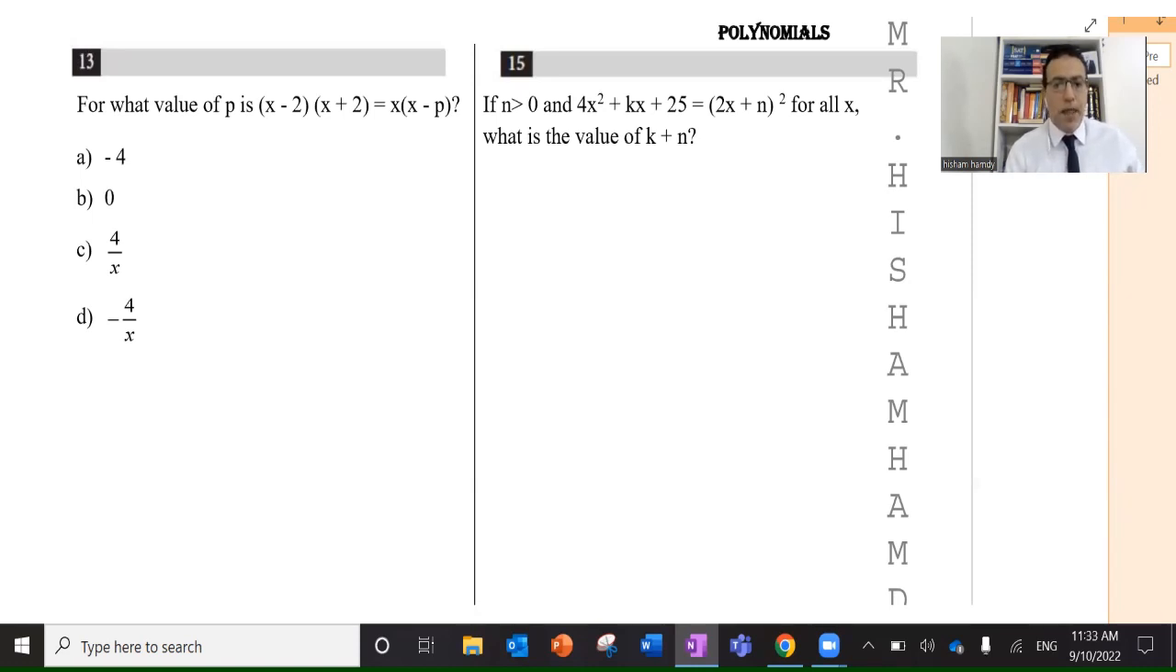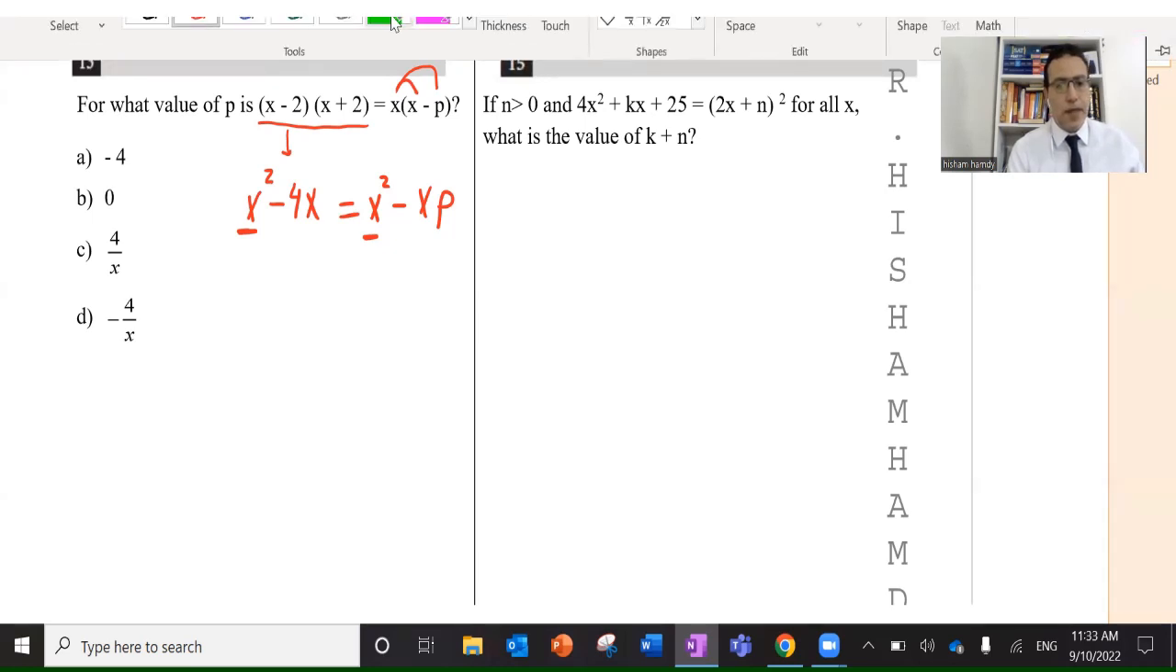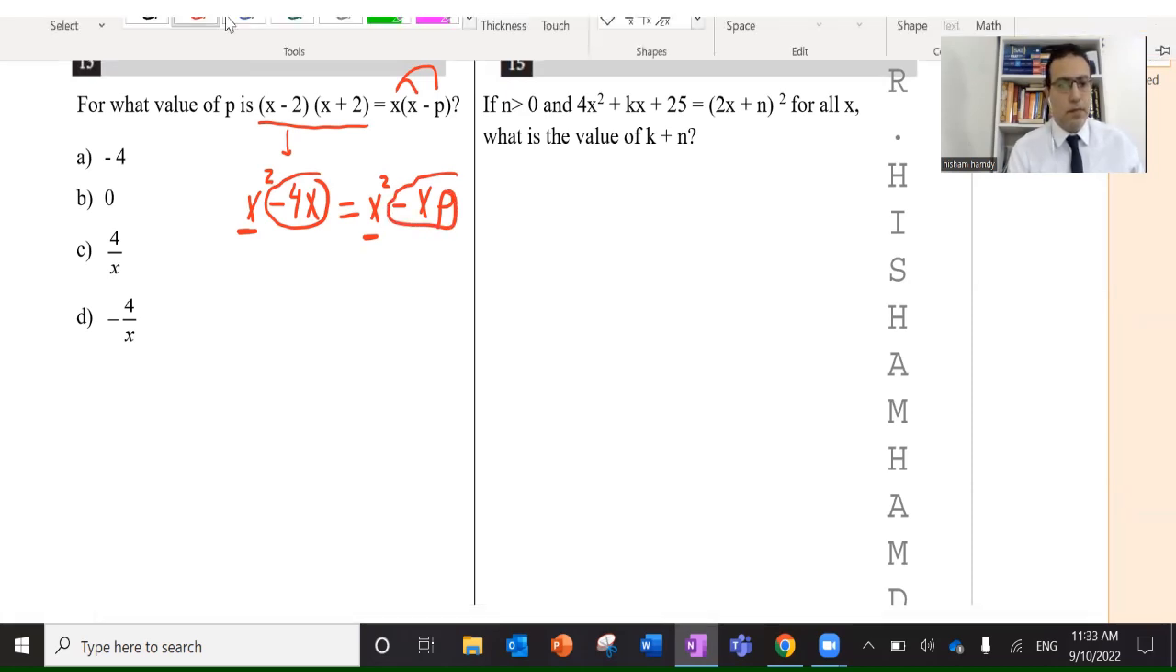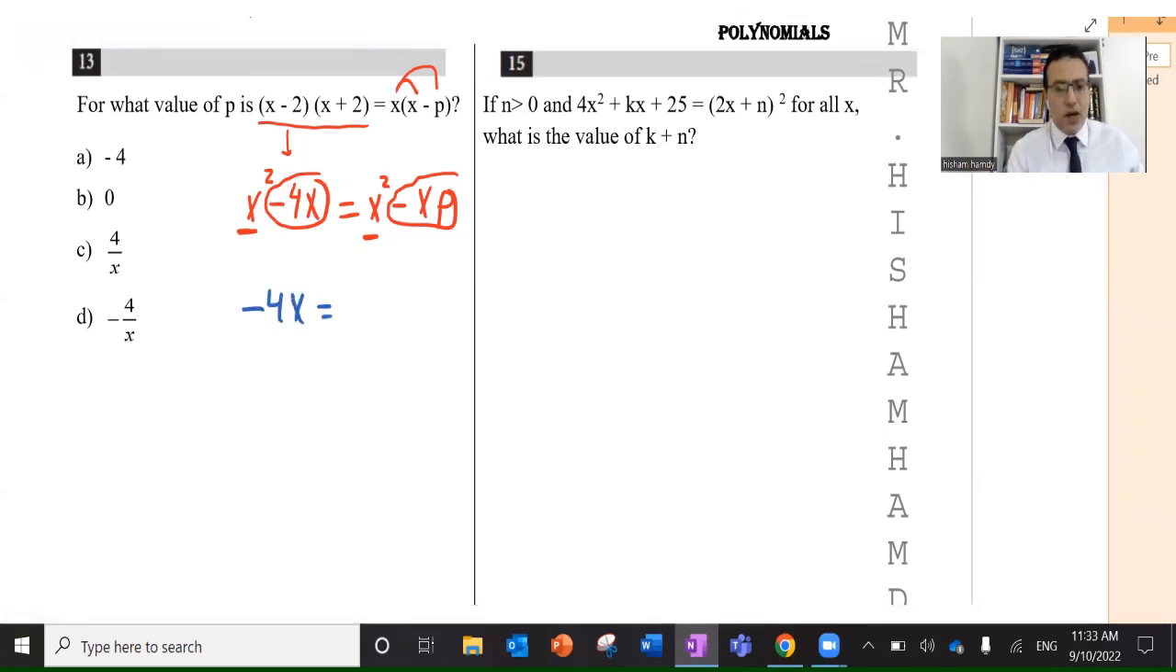Regarding question number 30, for what value of p is (x minus 2) times (x plus 2) equal to x times (x minus p)? I can notice that I need to simplify the left-hand side to be written as x squared minus 4x. And to expand the right-hand side, x by x is x squared, minus x by p is xp. So x squared, x squared. So we can notice that negative 4x is equal to negative xp. By canceling negative x with negative x, p is equal to 4.